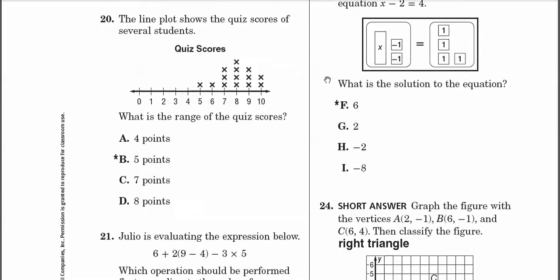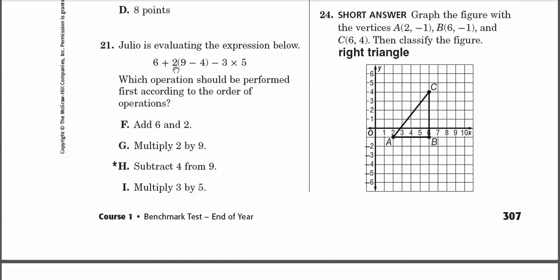Okay, let's look at 21 and 24. Julio is evaluating this expression. Which operation should be performed first according to order of operations? Well, we always do what's in parentheses first, or any other grouping symbol. So subtract 4 from 9.